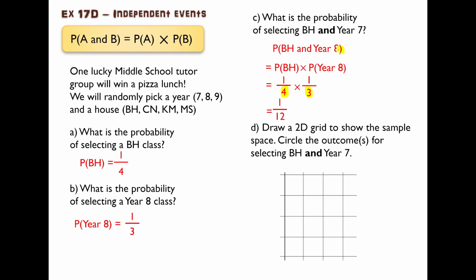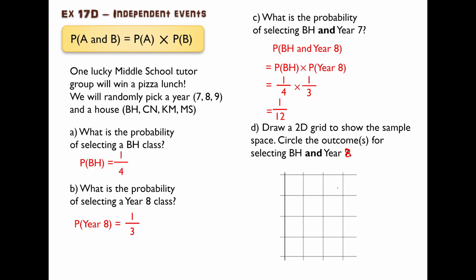So we've converted a fairly complex problem into 2 easier problems. And that's a really common thing in maths. Take a complicated problem and break it down into 2 smaller pieces. Just to show you that this works, and a little bit to show you why it works, let's draw a 2D grid to show the sample space, all of the possibilities. And we'll circle the outcomes for selecting BH and, I've written Year 7 there, but really I meant Year 8.